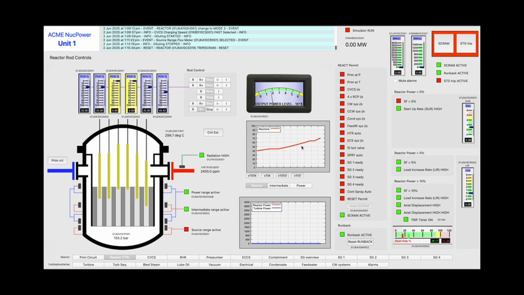Note that the neutron detector trend in the center of the page is really showing an upward trend. This is good. When this trend line becomes near to the top, we can expand the range. Go back through each control rod in turn and retract them to the 10% position.